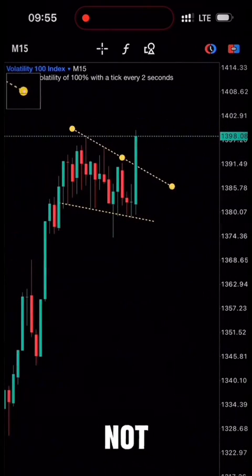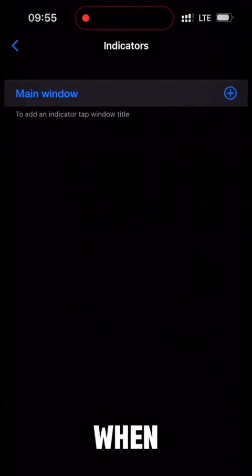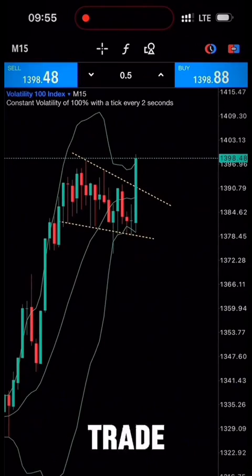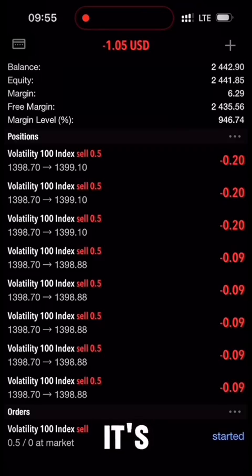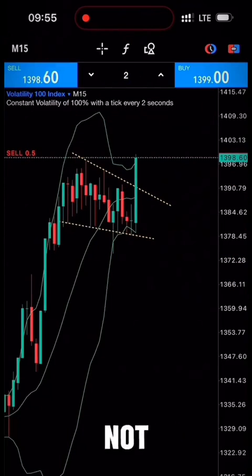Remember, I'm not trading this minute after minute. When you wait for the setup, it takes time, and then when you get in, it also takes time. So it's not trade after trade. It's not like that. So don't take this the wrong way. If I say I'm trading in a day, I'm not saying I'm taking 5 minutes to trade.